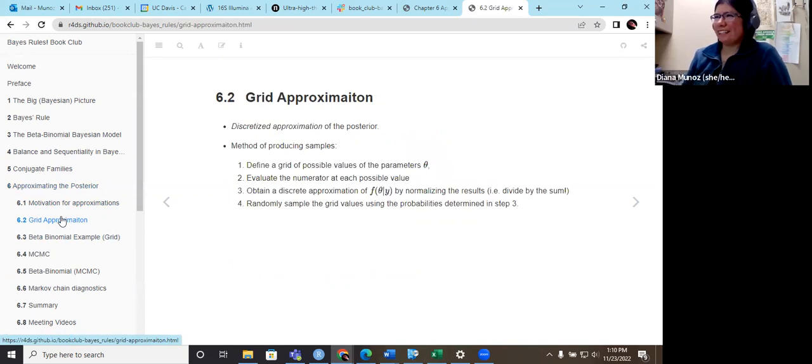The first method of doing that is grid approximation, which is a discretized approximation of the posterior. So this is a method of producing samples. The first step is to define a grid of possible values of the parameter theta, and then you calculate the numerator at each of those possible values. Then you obtain a discrete approximation of the posterior by normalizing the results, and you do that by dividing by the sum. And then you randomly sample the grid values using the probabilities from step 3. All of this seemed pretty vague until you go through the code, and then it's like, oh, that makes more sense.